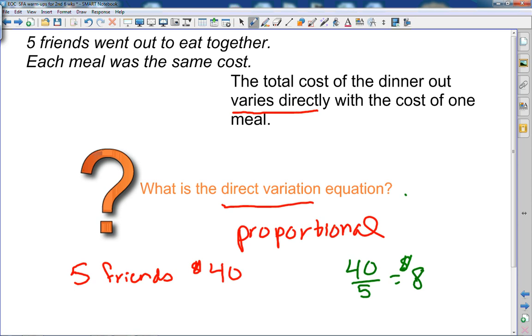So, what is the direct variation equation? Well, you can't really tell what the equation is because it doesn't give you how much the meals were. But this would be proportional. Proportional means the same as direct variation, and you'd have y equals, and then whatever the dinner cost, and then x. So right here, you would put in there what the dinner cost. Next.